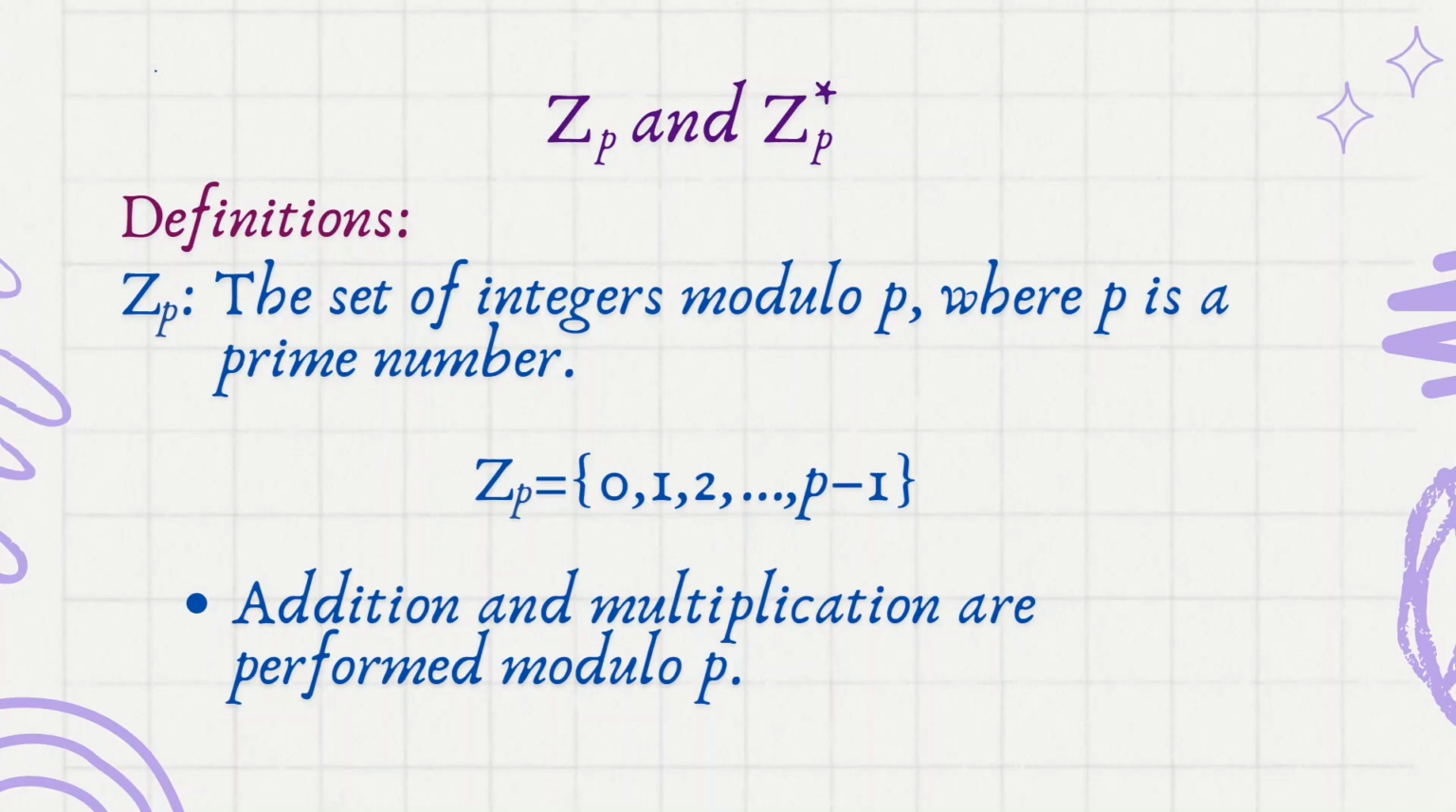Here we're considering only a prime number, but for Zn, if n is not a prime number and is any natural number, then Zn would be all numbers from 0 till n minus 1. That is, all possible remainders when you divide by n. And addition and multiplication are performed modulo n, or modulo p, as in this case.